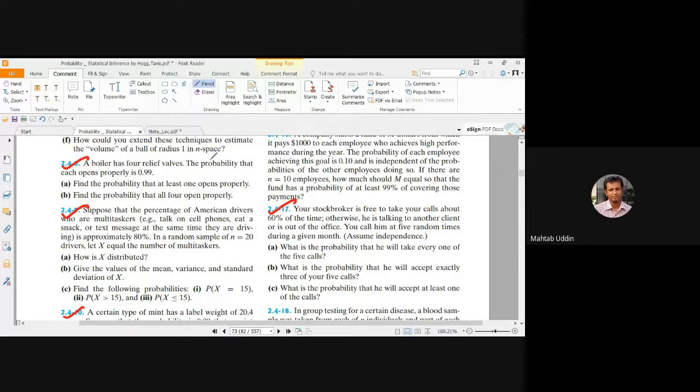The probability that it opens properly is 0.99. Is opening our target? This is P. Yes, opens properly. So opening properly is our target. So P is 0.99. So what is Q? Q is 0.01. Anyway, find the probability that at least one opens properly. Find the probability that all 4 open properly.